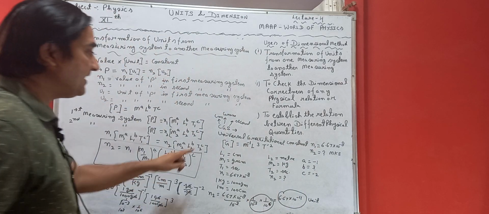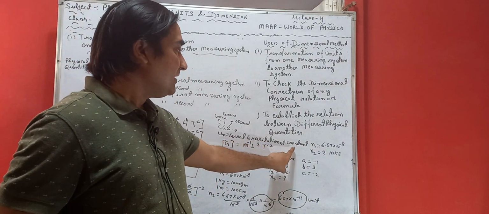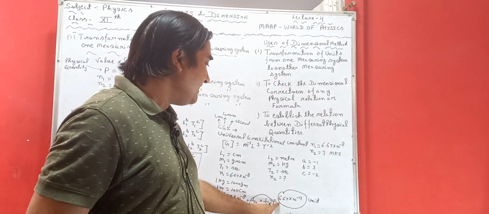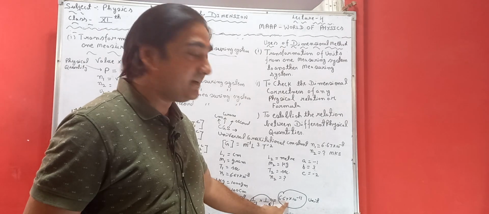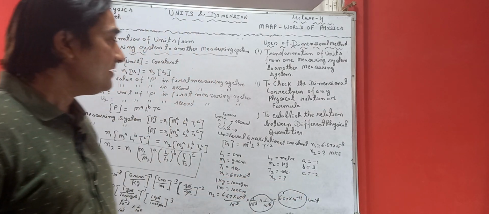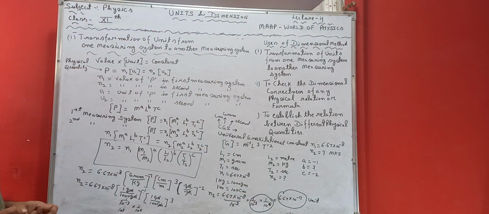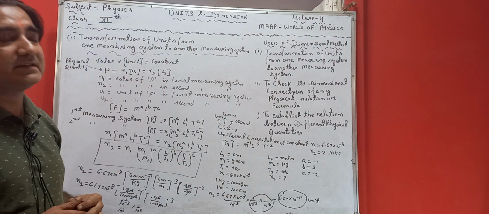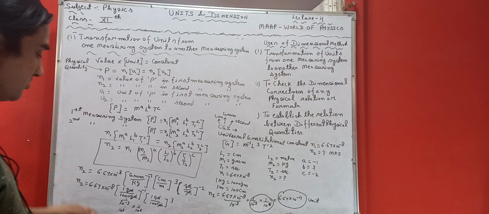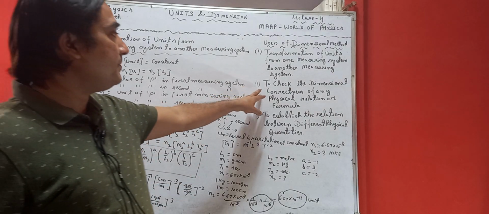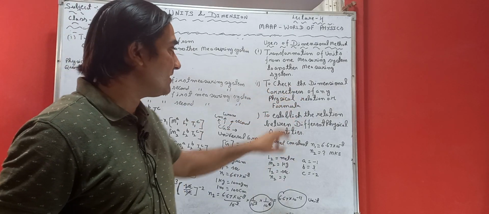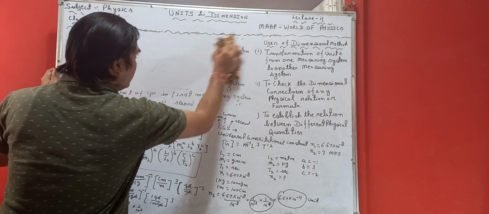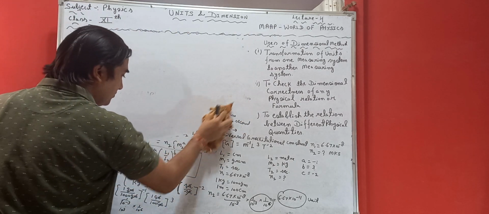So the value of G, universal gravitational constant, in CGS system is 6.67 into 10 raised to power minus 8, and its value in MKS system is 6.67 into 10 raised to power minus 11 unit. So this is the way we can transform the units from one measuring system to another measuring system. Now next we will go with the second application, that is to check the dimensional correctness of any physical relation or formula. So I am just going to discuss this one over here.